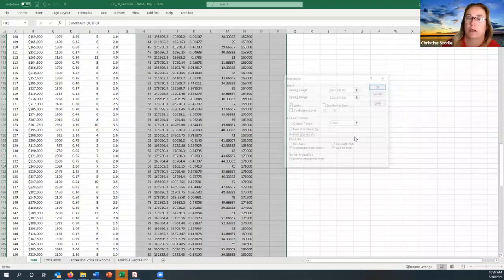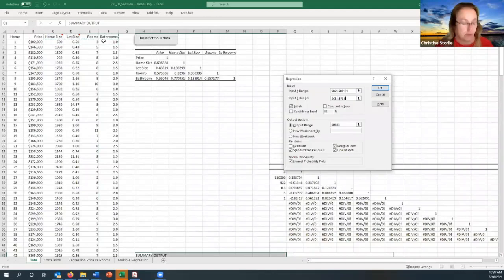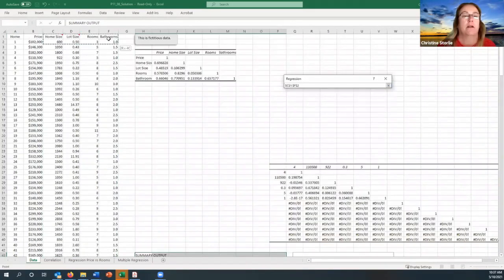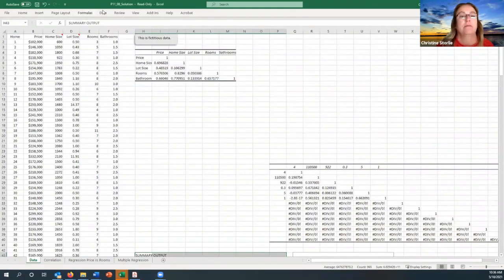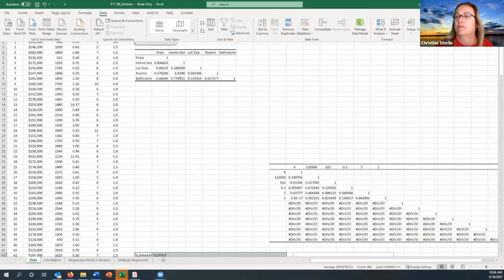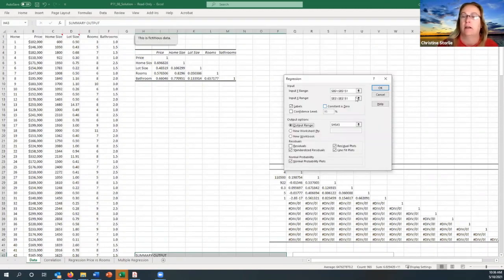So, look at your book or your worksheet. Our variables C, D, E, and F. Why'd you do that? And opening up regression again.